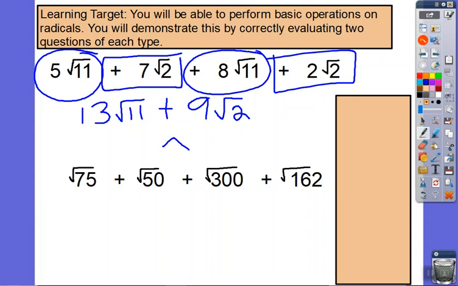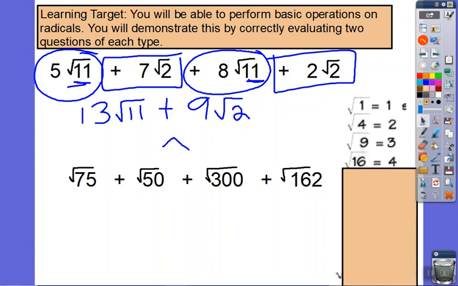Okay, please look at the bottom 4 here, and right now I cannot add any of these together because none of them are the same. Look up here how I did the 11 with the 11. Down here, I don't have any that match. Nothing matches a 75, nothing matches a 50. So what we add in is a step where we need to simplify.